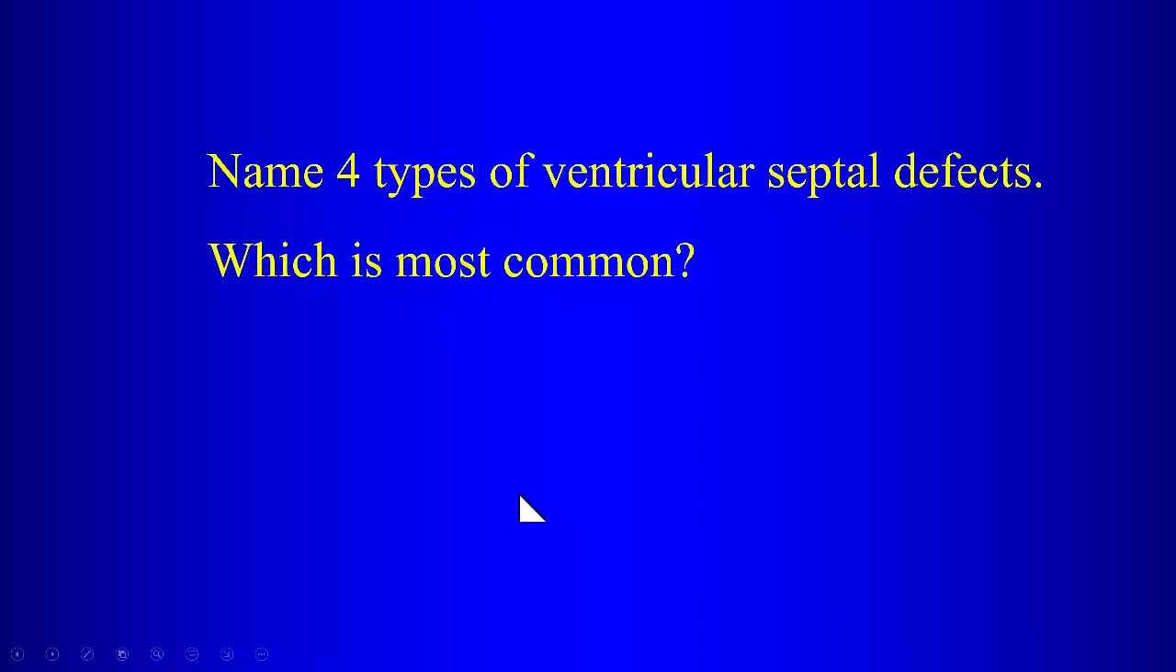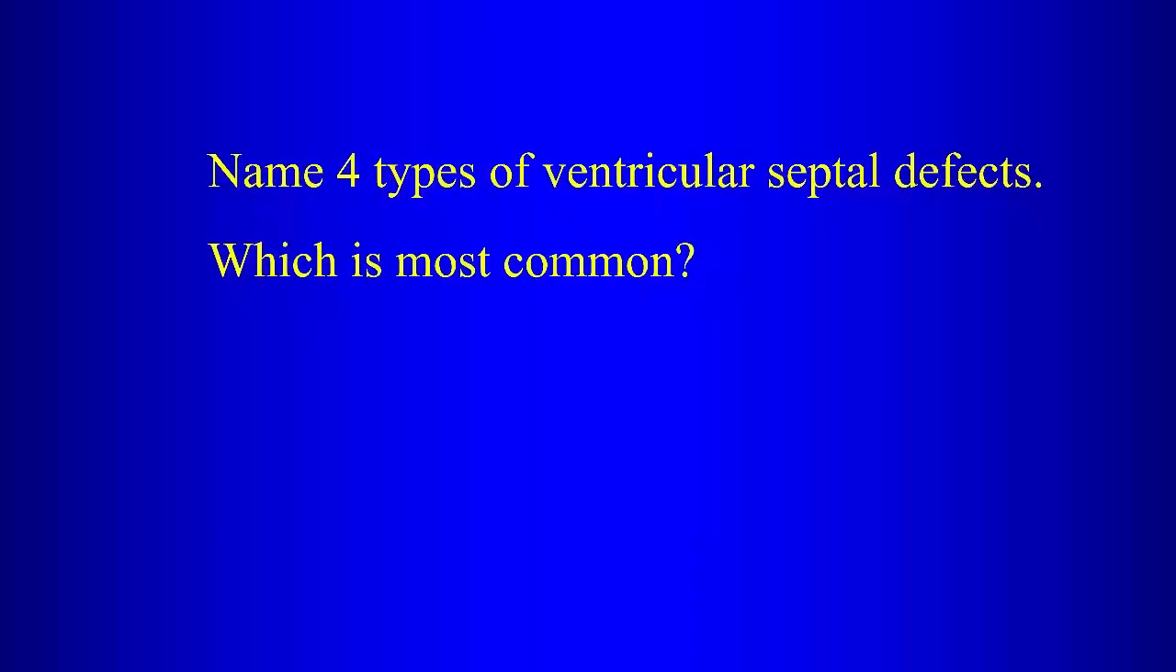What are the other types of ventricular septal defects? Outlet. You can have an outlet defect, you can have a muscular defect, and you can have an inlet defect. The outlet defects are associated with what other disease? Tetralogy? Tetralogy of Fallot, right. That's the typical disease associated with an outlet ventricular septal defect.